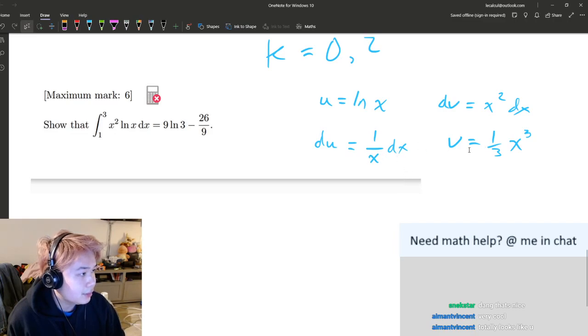And then this is nice when we pair these two together, because this x will divide with this x cubed.